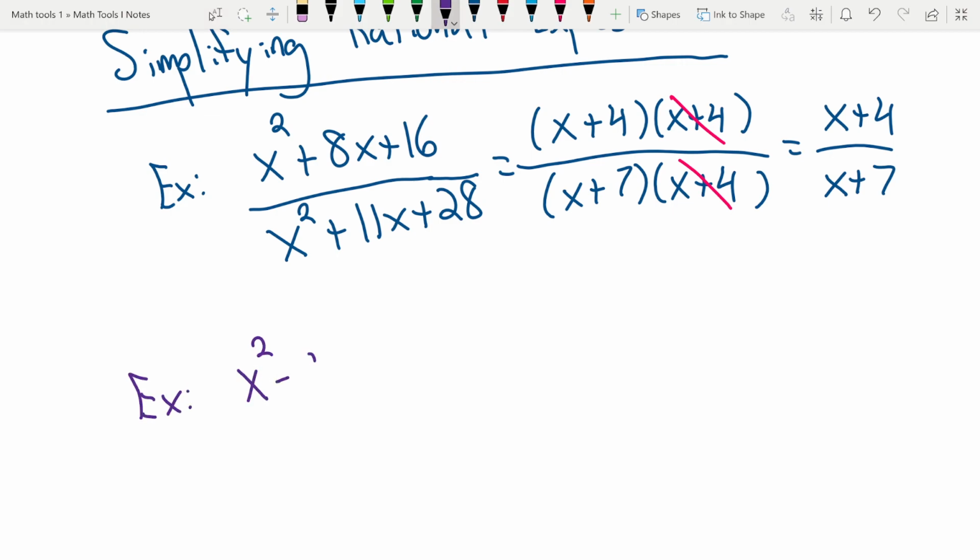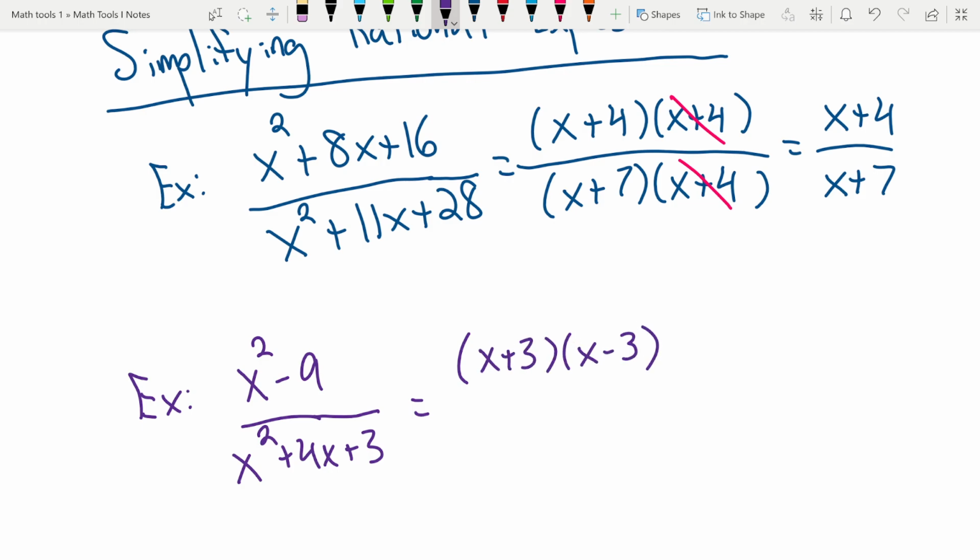I got x squared minus 9 over x squared plus 4x plus 3. Okay, so if we factor the top, we're going to get x plus 3, x minus 3. This is the difference of two squares. Factor the bottom, we'll get x plus 3, x plus 1. So again, we just get the x plus 3 terms canceling out here.